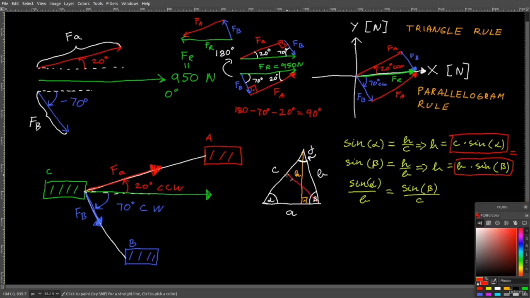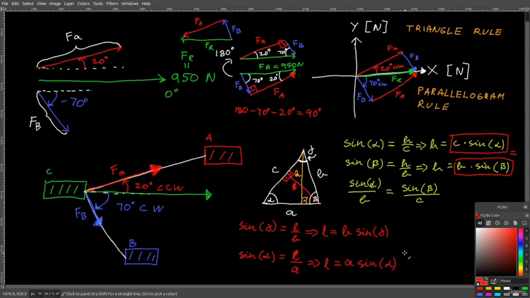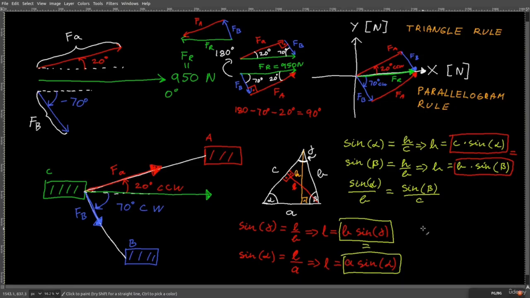Then I will draw another line here, which is perpendicular to C, and I'm going to call this line L. And so now I can write sine gamma, which is this angle here, is L over B, because you have your right triangle here. And you can also say that sine alpha is L over A, because again, you have a right triangle here. And so that means that L equals B times sine gamma, and L equals A times sine alpha, which means that this one and this one are equal. And so if I rearrange them, then you can have sine gamma over A equals sine alpha over B.